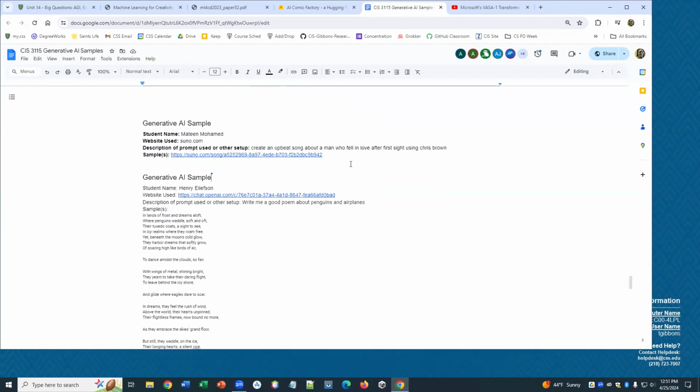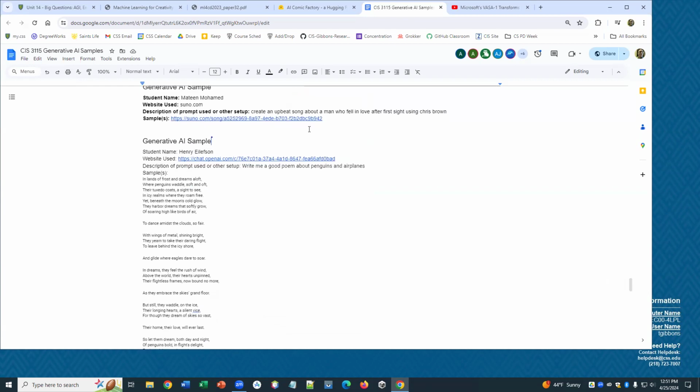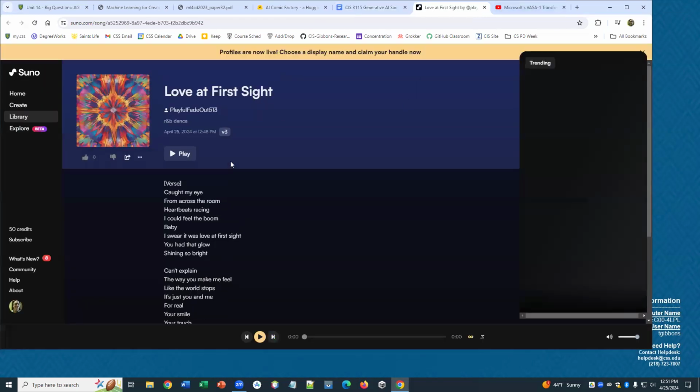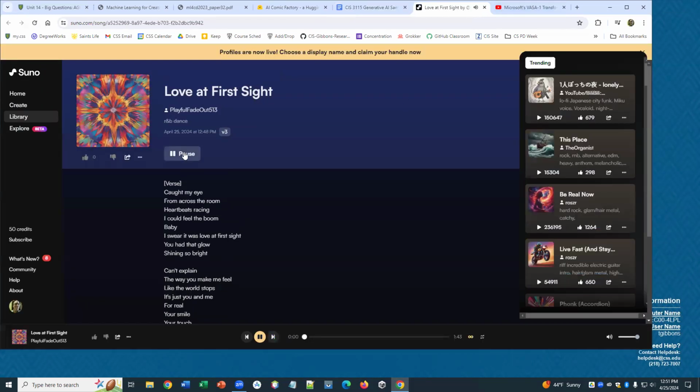Okay, now we have an upbeat song. I like this. Man who fell in love after first sight. Across the river, I be racing. I can feel the glow, baby. I swear it was love at first sight. You had that glow, shining so bright.